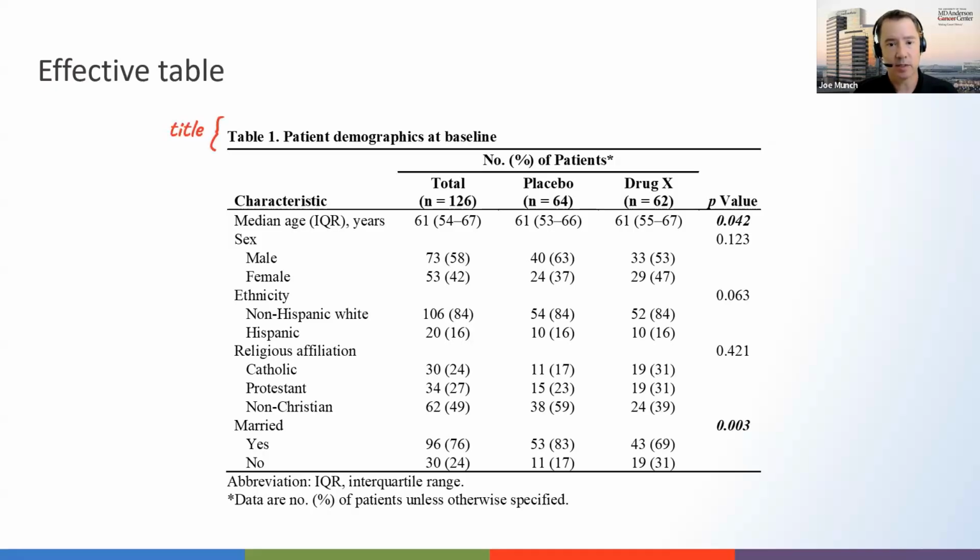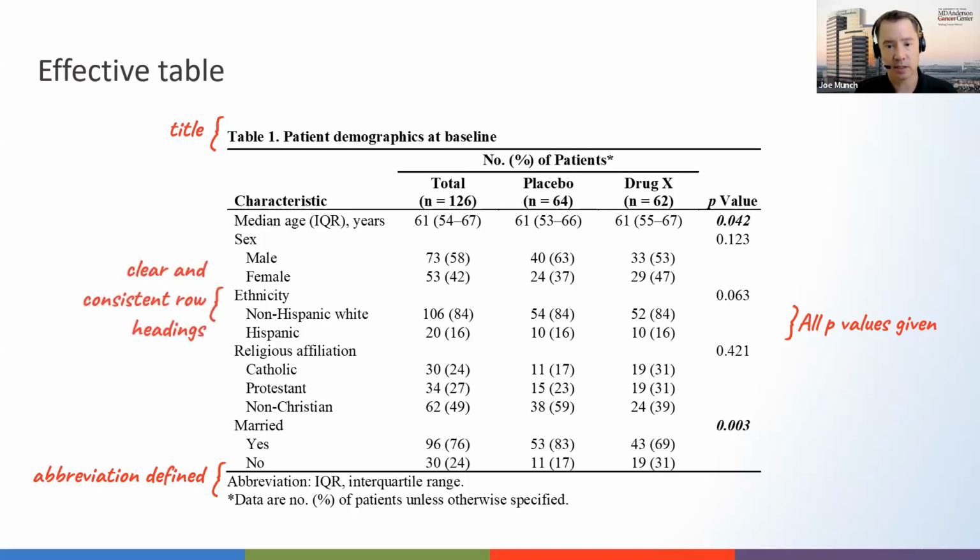A title clearly indicates what data the table includes. Abbreviations are defined. We can now easily see that IQR stands for interquartile range. All p-values are given. Bold italicized text is used to draw attention to the significant values. But most importantly, the row headings and column headings are clear, consistent, and organized.